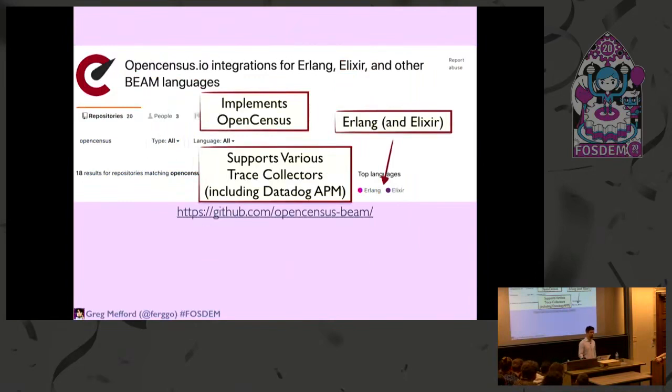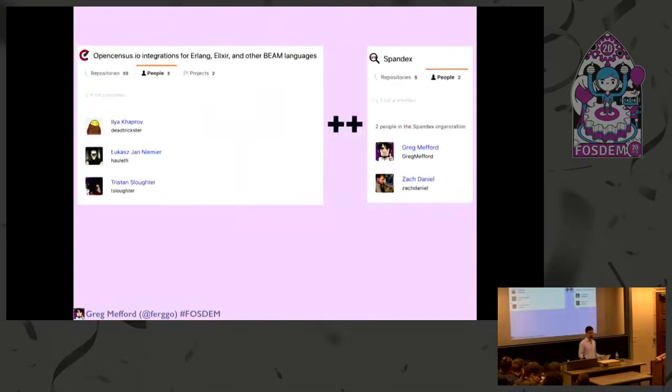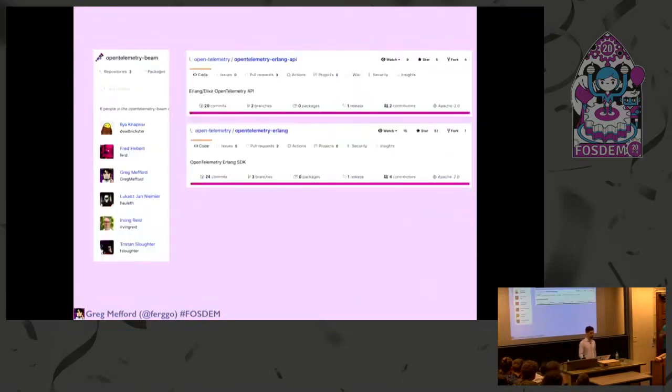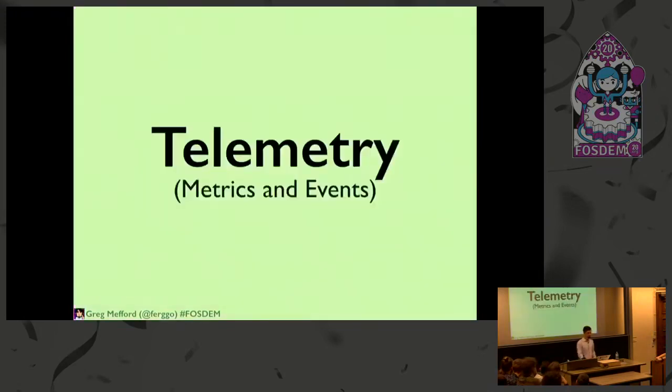It's written in Erlang and has Elixir support, and it has a bunch of backends. But basically, these two projects are being merged just like the industry projects. And we have an OpenTelemetry Beam GitHub org, and we're working on the official libraries in the OpenTelemetry org.